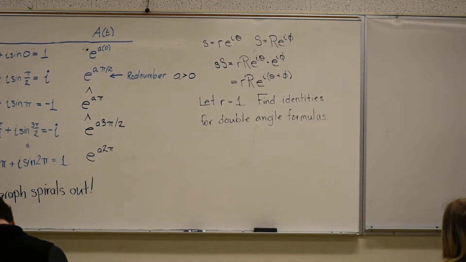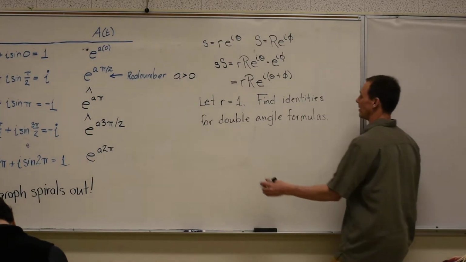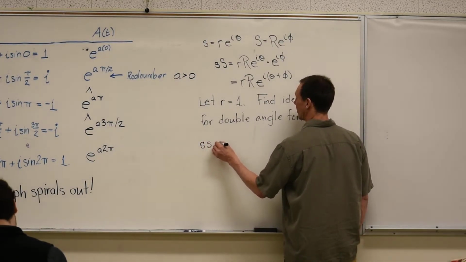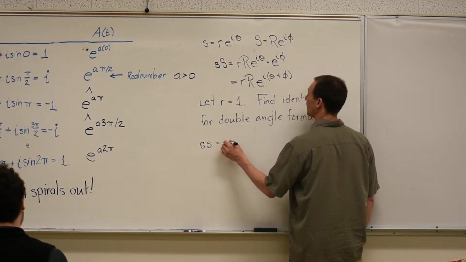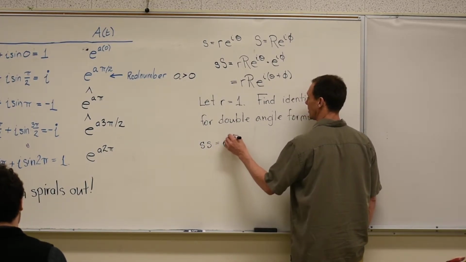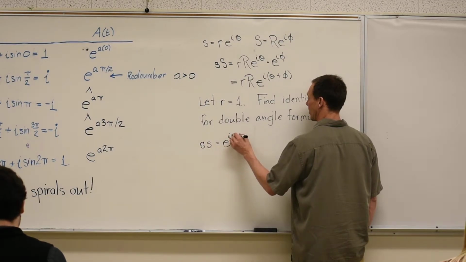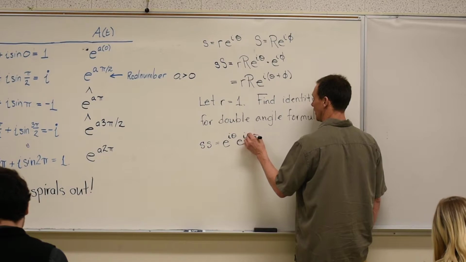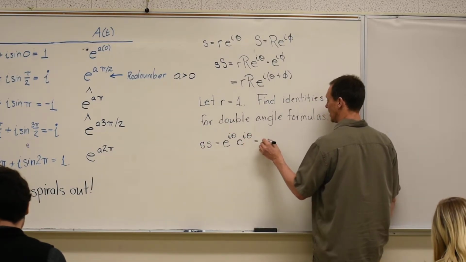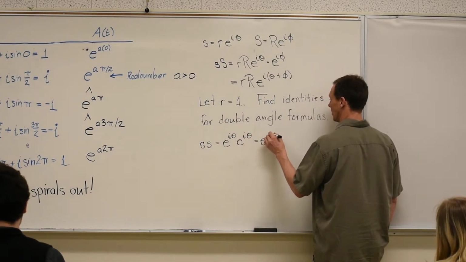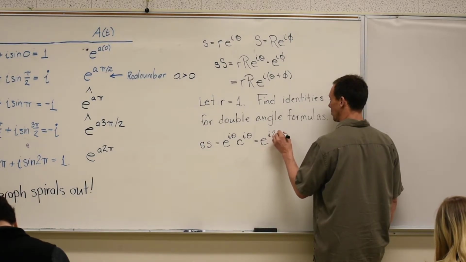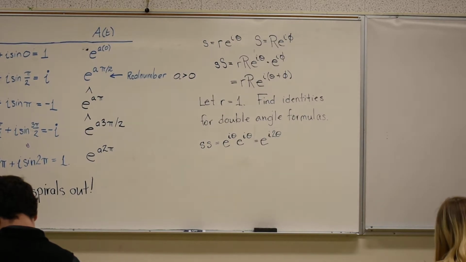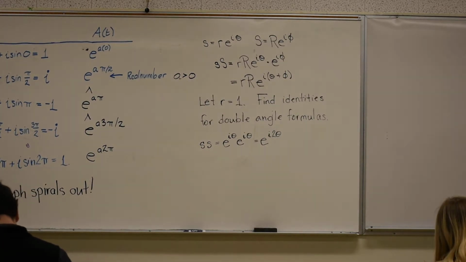So here we go. Let's say I take s times s. This is going to be e to the i theta times e to the i theta, and that's going to be e to the i times 2 theta. See how reasonable what I did there? Just taking s and multiplying it by itself.